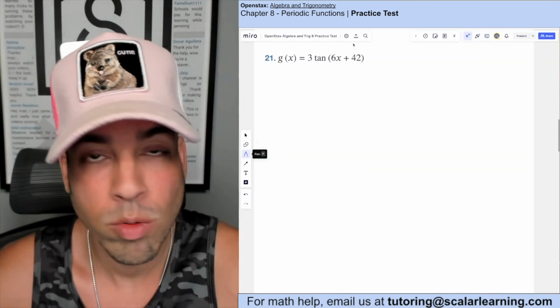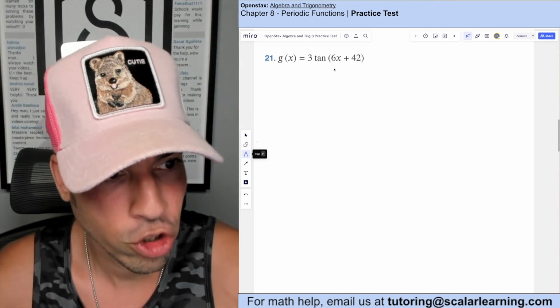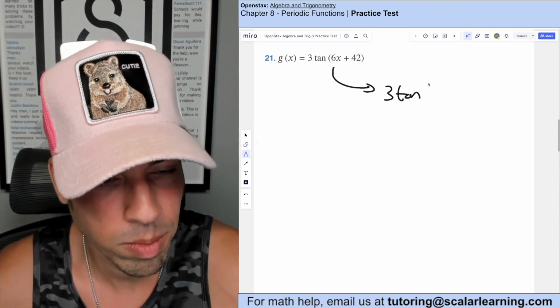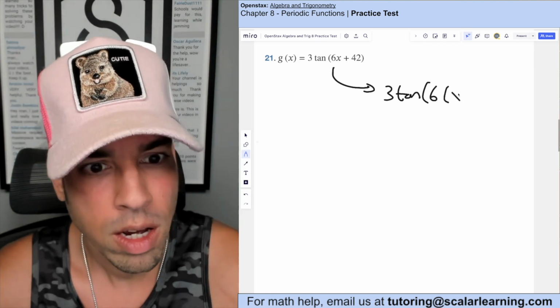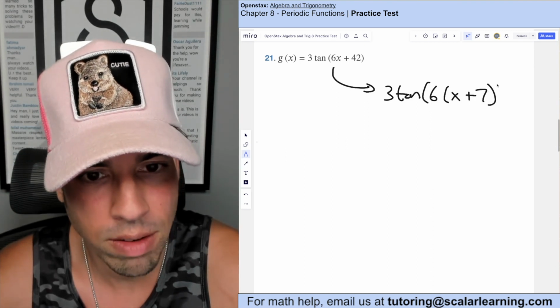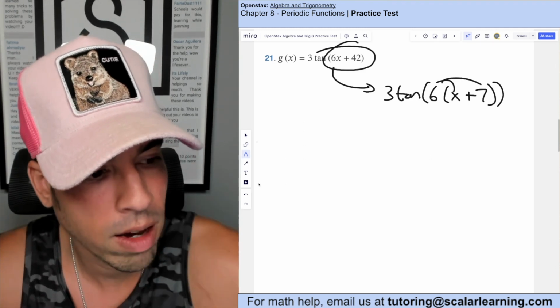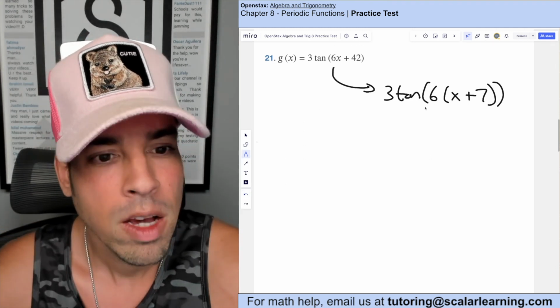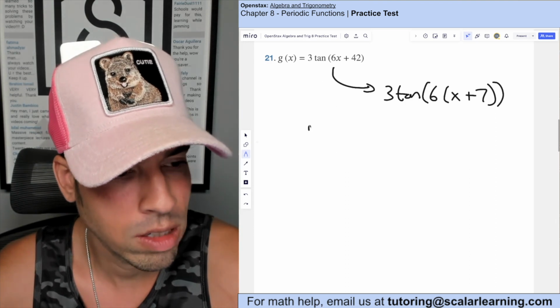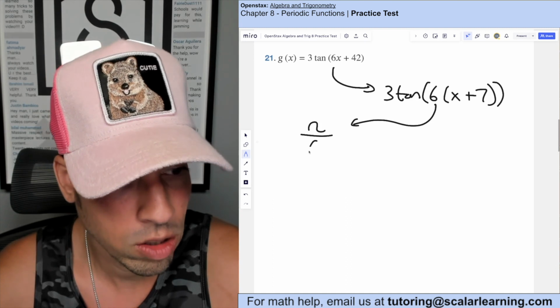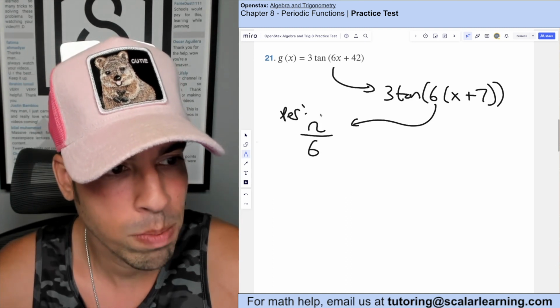Done. So for this one, we're meant to find the period and the horizontal shift. So the first thing I'm going to do to find that is factor out the 6 from the inside. So I pull the 6 out, and now I have x plus 7 left on the inside. Because if I redistribute this, I get 6x plus 42, and that's what we have. So I know I factored it correctly. So the period of tangent is typically pi, and to get the new period, I just divide by this coefficient here. So now the new period is pi over 6.